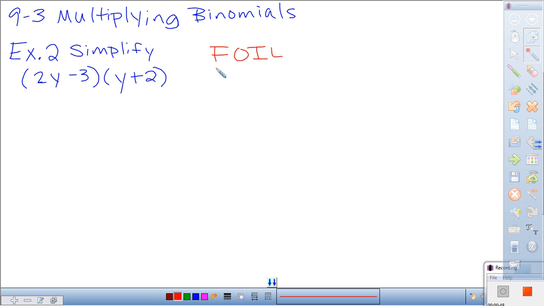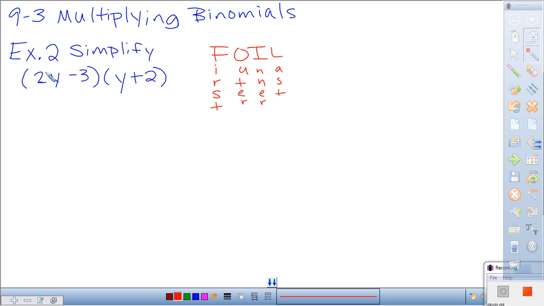FOIL stands for first, outer, inner, and last. That means we're going to start by doing the first term, then the outer terms, then the inner terms, and finally the last term. So let's see if we can implement that. We're using the distributive property as we do that.